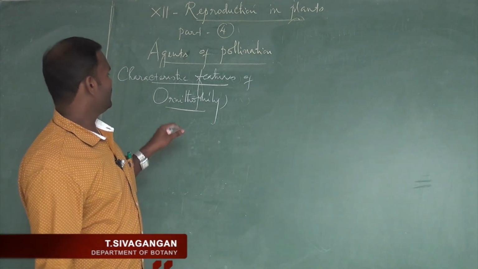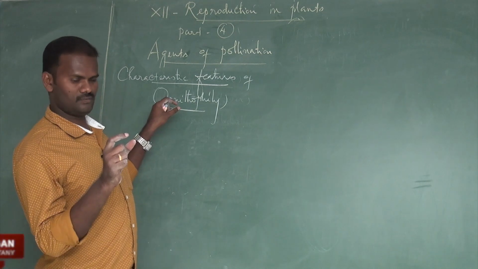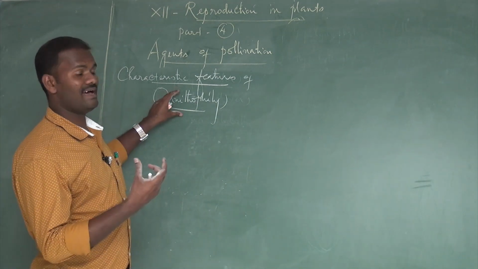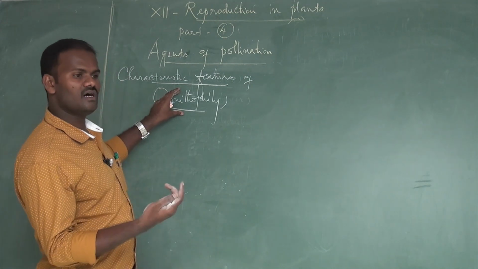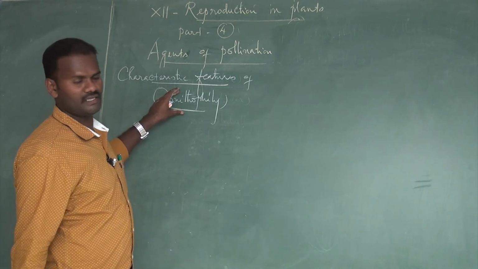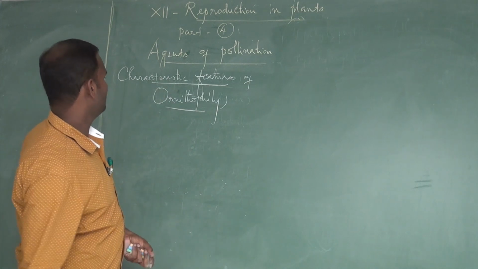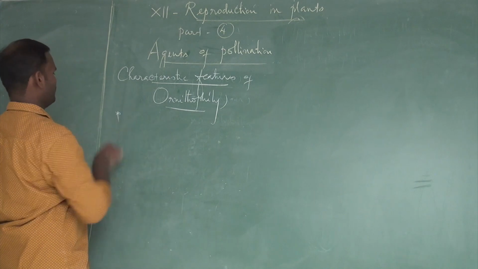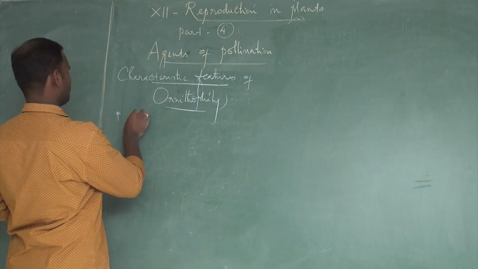Next, what are the characteristic features of ornithophily? If birds are pollinators, flowers are modified and adapted to produce nectar and bright colors to attract the birds for pollination. So what are the characteristic features of this ornithophily? How do the plants appear? Generally, the flowers are larger in size.